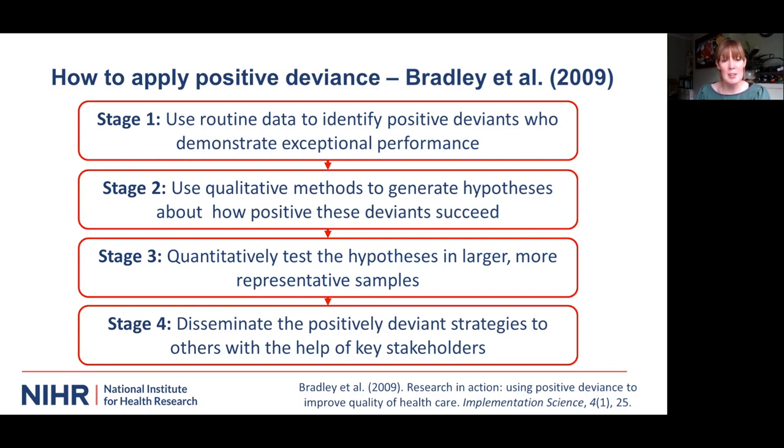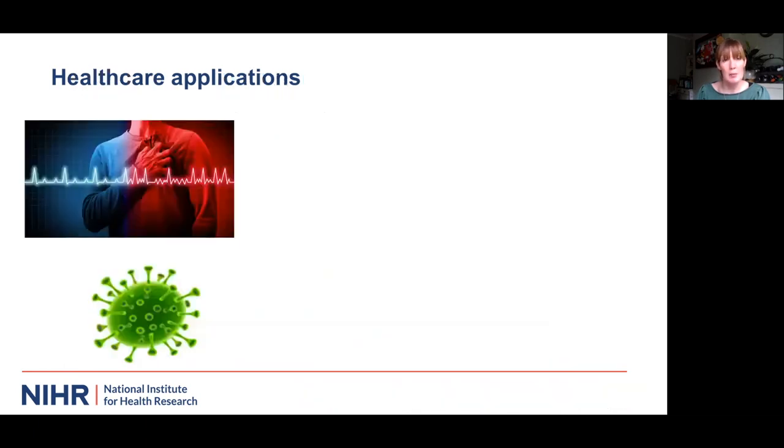Despite these frameworks, there's limited guidance about how to actually implement the approach. So as part of my PhD, I conducted a systematic review which found that positive deviance had been applied to a range of healthcare problems, including increasing adherence to treatment guidelines for acute myocardial infarction and reducing healthcare-associated infections. Most studies identified positively deviant individuals or organisations, and they tended to focus on relatively narrow or specific processes and outcomes of care. At that point, we didn't find any applications that had been conducted in the UK.